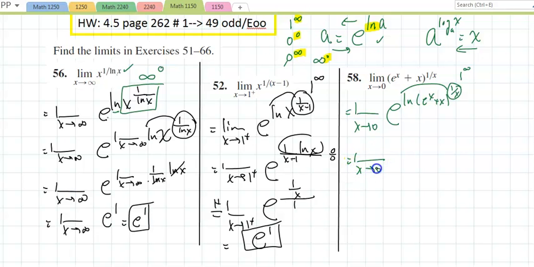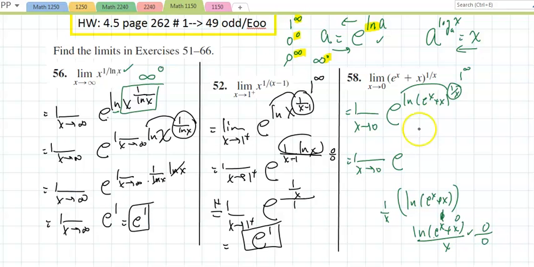That's the limit as x approaches 0 of e to the, and again, should I write it as natural log of e to the x plus x times 1 over x, or should I write it as natural log of e to the x plus x over x? As x approaches 0, if I write it this way, there's a 0 in the denominator. That is a 0, that's a 1, and that's a 0.